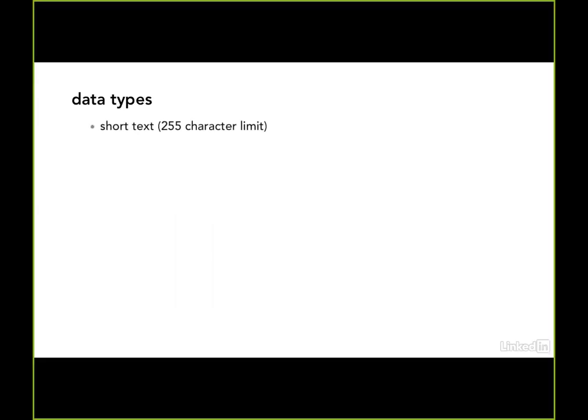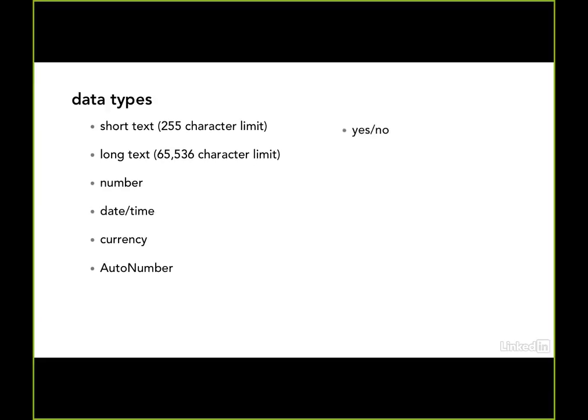You can choose to store short text, which is up to 255 characters, long text with a maximum character limit of 65,000. This is useful for comments or memos. Numerical values that you perform mathematical calculations with. These can be set to integers only or can include decimal values. Date and time, or currency values. Auto number fields create an incrementing serial number field that Access creates for you when new records are added to the table. Yes, no is a binary field. Can be yes or no, true or false, or on or off.